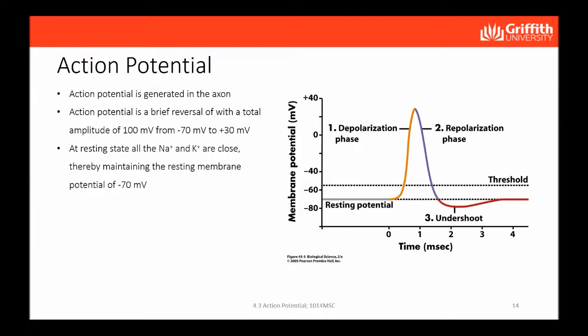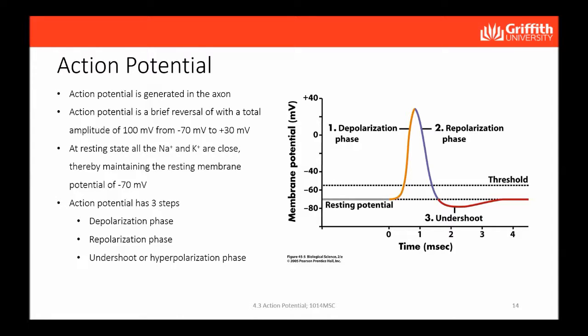At a resting state, all the sodium and potassium gated ion channels are closed, thereby maintaining a resting membrane potential of -70 millivolts. However, when graded potentials reach the threshold, they generate an action potential. A single action potential can be divided into three different phases: the depolarization phase, the repolarization phase, and the hyperpolarization phase.